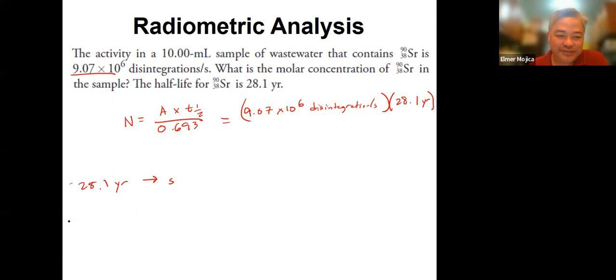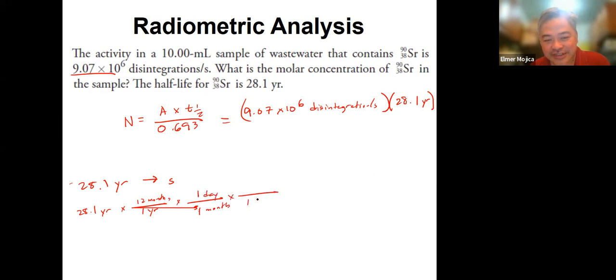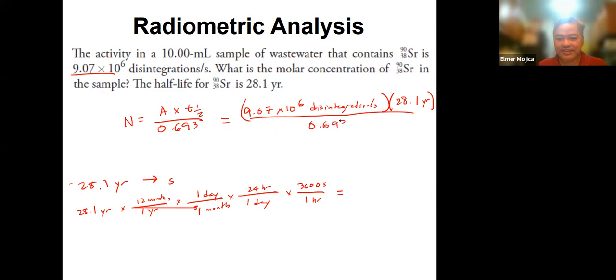Okay? So kapag inano mo yan, 28.1. So ito yung mahabang ano. In 1 year, you have 12 months. In 1 month, you have 30 days. And then in 1 day, you have 24 hours. And then pwede natin siguro ilagay 1 hour is 3,600 seconds. Tama ba? So kung ano yung equivalent dito, palitan doon, and then you just have it as 0.693.